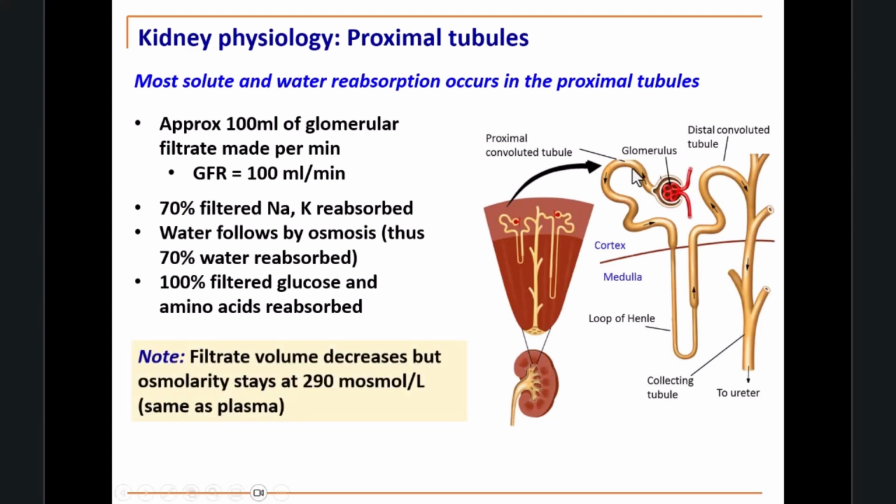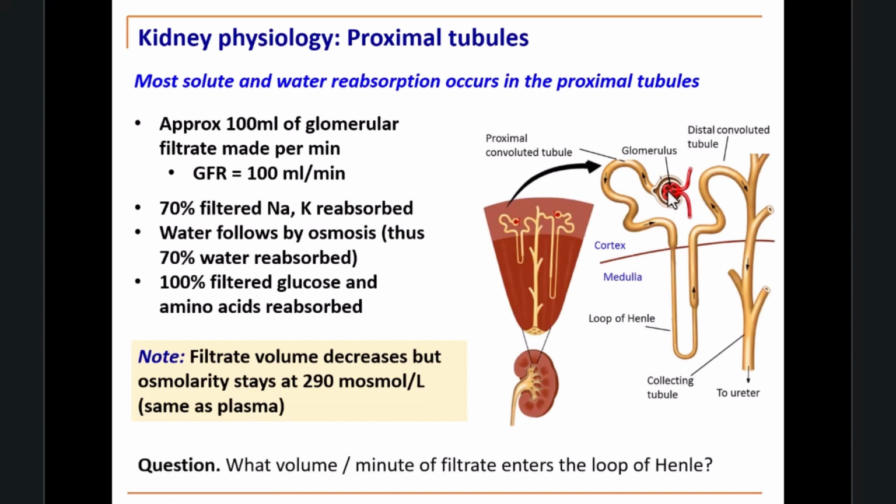So the filtrate volume has decreased, okay? But the osmolarity of the filtrate and the blood are the same. And remember, osmolarity is just the concentration of everything added up. So the concentration of sodium and potassium and glucose and chloride and bicarbonate, everything, the osmolarity is exactly the same. So the concentration of everything is the same in the proximal convoluted tubule as it is in our blood.